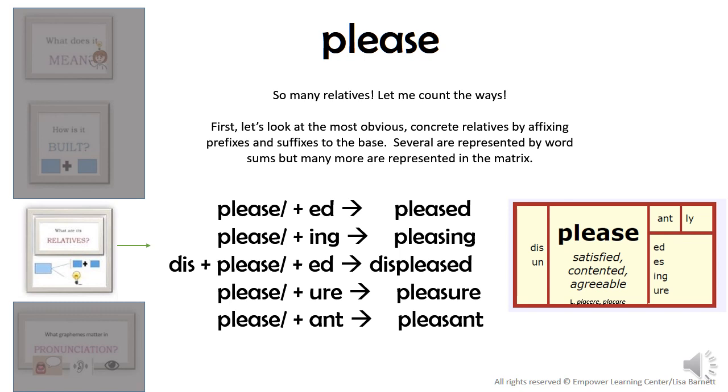Pleasure, PLEASE plus URE, is rewritten as PLEAS, replace the E with URE. And finally, pleasant, PLEASE plus ANT, is rewritten as PLEAS, replace the E with ANT. We will learn about the replacing of the E in the next slide.